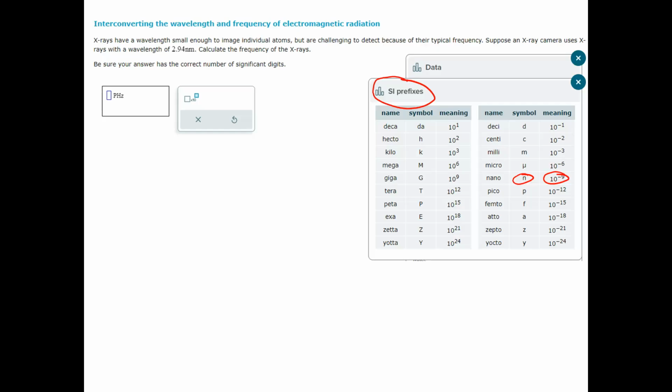But we want to be sure that our answer has the correct number of significant figures. So our wavelength has 3 significant figures, so our final answer will need to be given to 3 significant figures. Now let's have a look here. We can see that for the final answer, they're asking for it in petahertz. So petahertz, peta is indicated by an uppercase P and means times 10 to the 15. Okay, so let's look at how we're going to set this up.